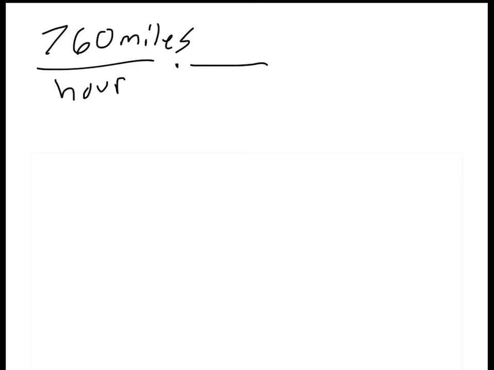So I need to get rid of hours. How do I get rid of hours? I do that by timesing by hours with hours on top, because if they're on opposite sides of the line, they cancel each other out. Now this is 1 hour. I'm changing it to minutes. I know how many minutes are in an hour. There are 60 minutes in an hour. So that's my conversion rate: 1 hour is 60 minutes.